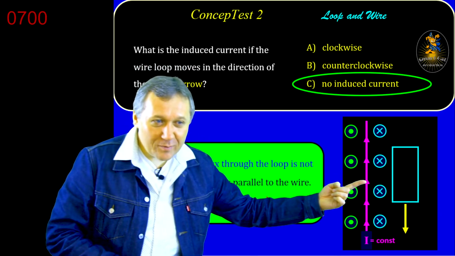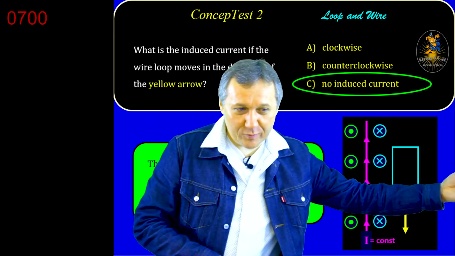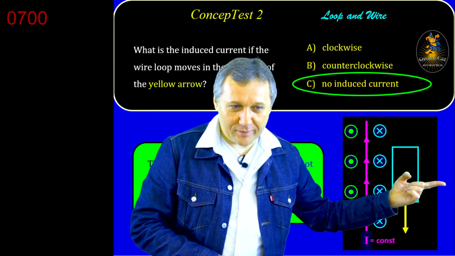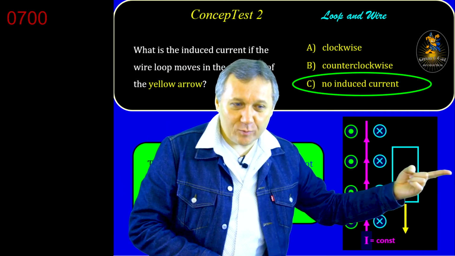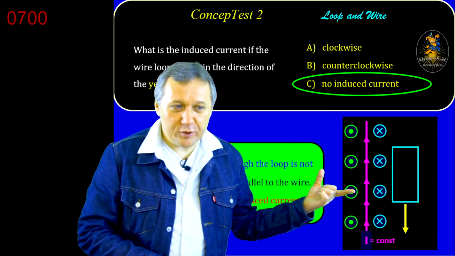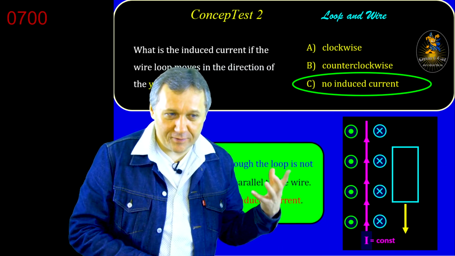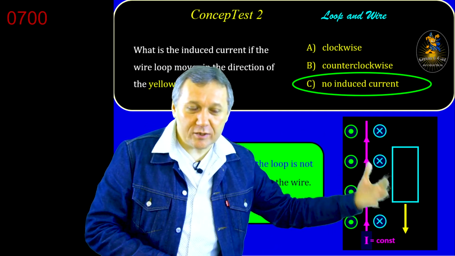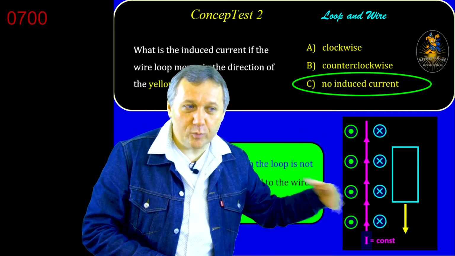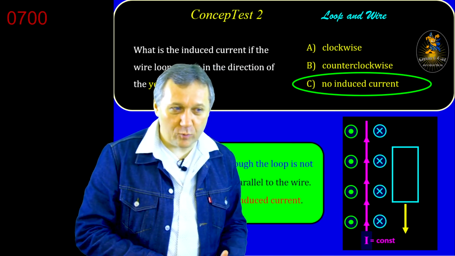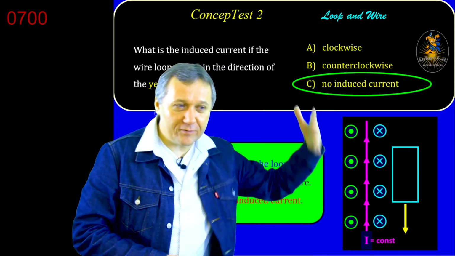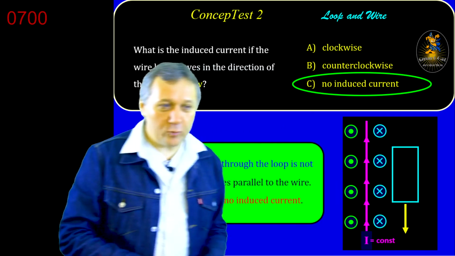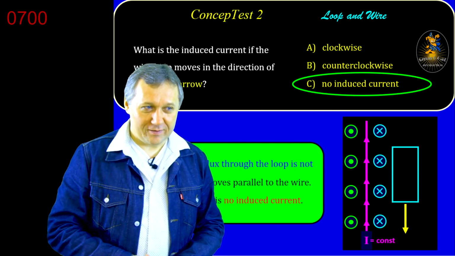We can move, for example, this loop away from the wire, that way, right? If we start moving that way, what will happen to the value of the magnetic field? It will start getting smaller and smaller through the loop, because you're moving the loop farther and farther away from the wire, to points where the magnetic field becomes weaker and weaker, right?